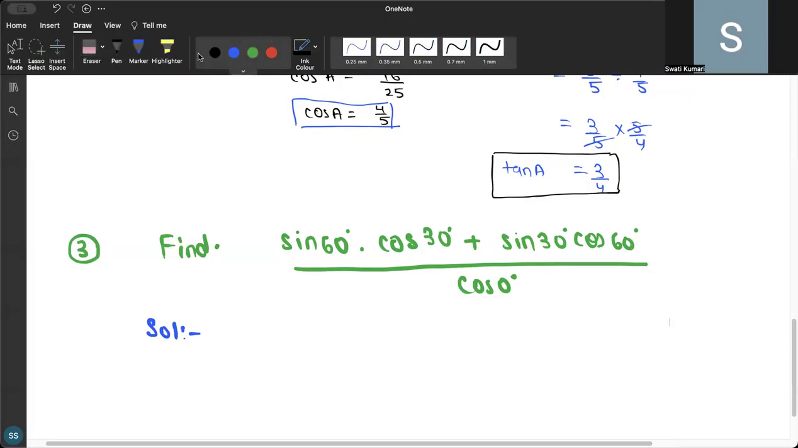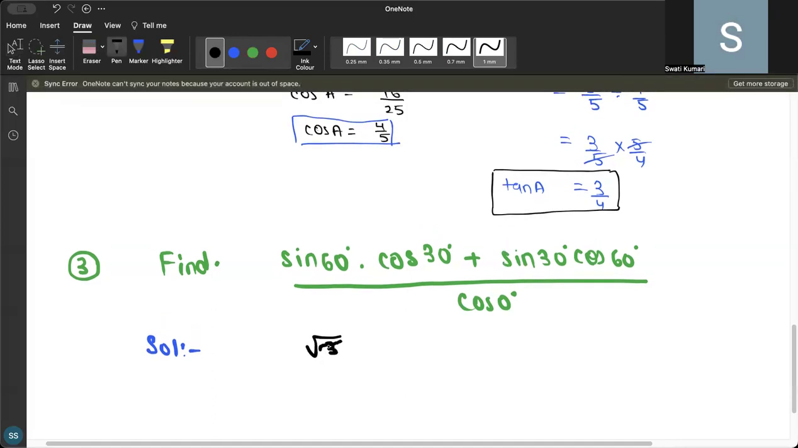Okay, you don't need to write this again because we are going to do the same thing. So the value of sin 60 is root 3 by 2 times the value of cos 30, which is also root 3 by 2. Okay.